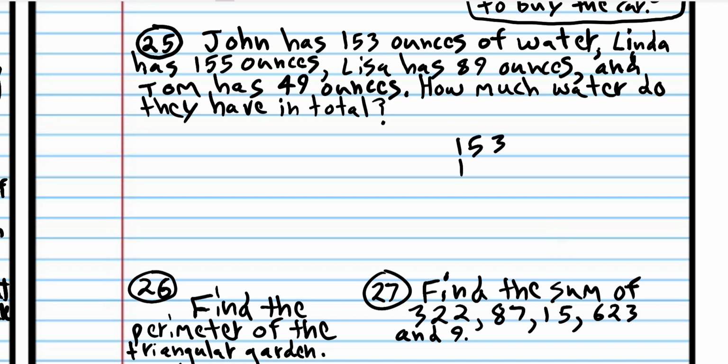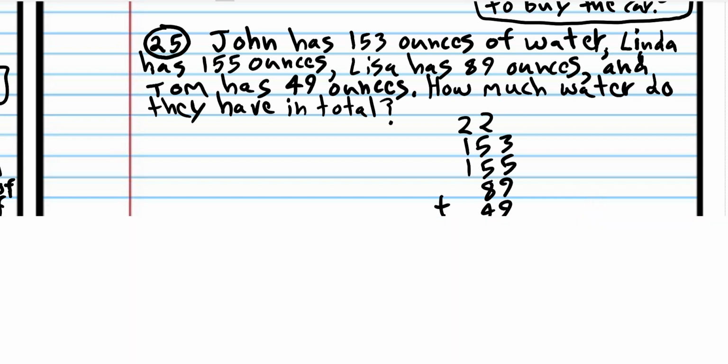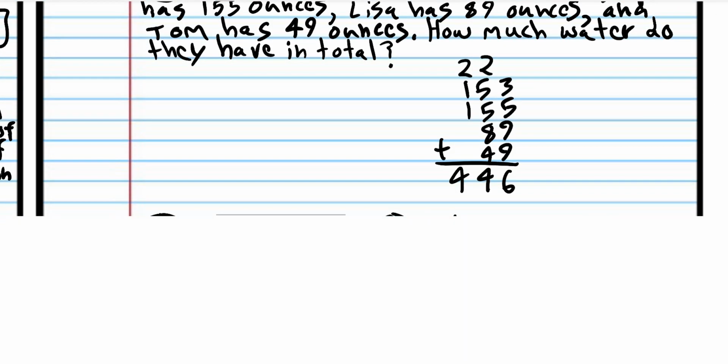153, 155, 89, 49. So we're adding more than 2 numbers here. Again, all you do is add the ones place numbers, then the tens place numbers, then the hundreds place, and so on. 9 plus 9 is 18, plus 5 is 23, plus 3 is 26. Carry the 2. 5 plus 5 is 10, plus 2 is 12, plus 8 is 20, plus 4 is 24. Carry the 2. 2 plus 1 is 3, plus 1 is 4. 446.